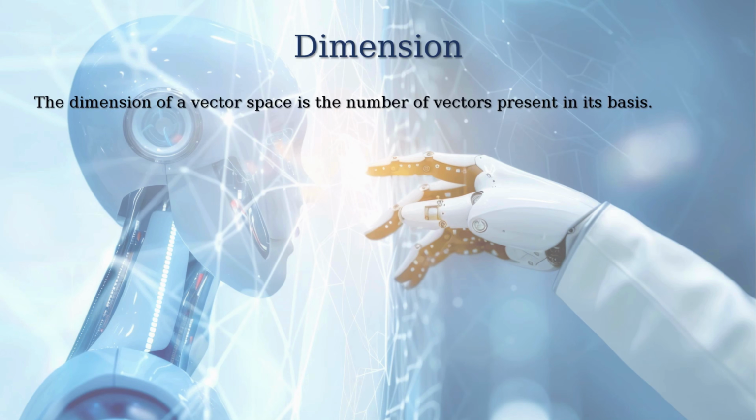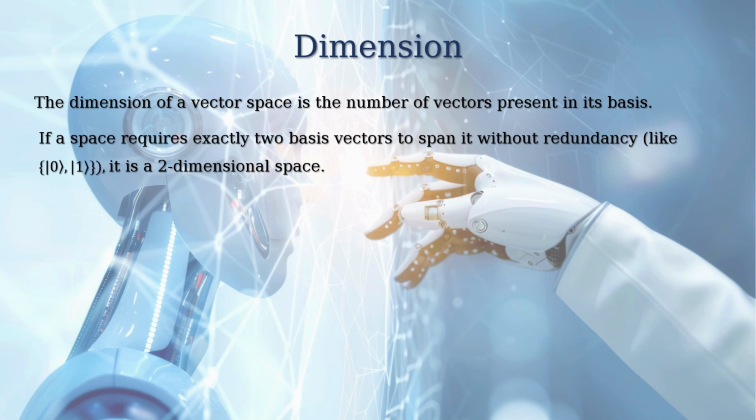So, what is a dimension? The dimension of a vector space is the number of vectors present in its basis. If a space requires exactly two basis vectors to span it without redundancy, it is a two-dimensional space.